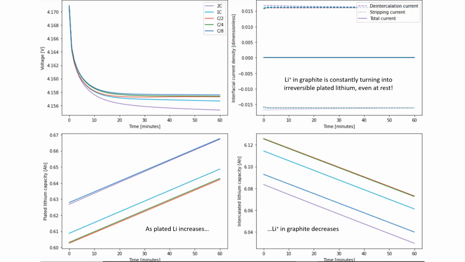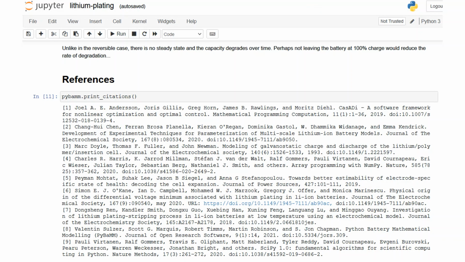So lithium ions are constantly coming out of the graphite to form lithium metal on the surface. And the reason for that is, remember, in the reversible case, there is a finite amount of lithium. Well, in the irreversible case, that becomes dead lithium. But you've always got to replace it with new plated lithium, and that lithium has to come from inside the graphite. So as the amount of plated lithium constantly increases, the lithium in the graphite decreases. So perhaps not leaving the battery at 100% state of charge might reduce the rate of degradation due to lithium plating.